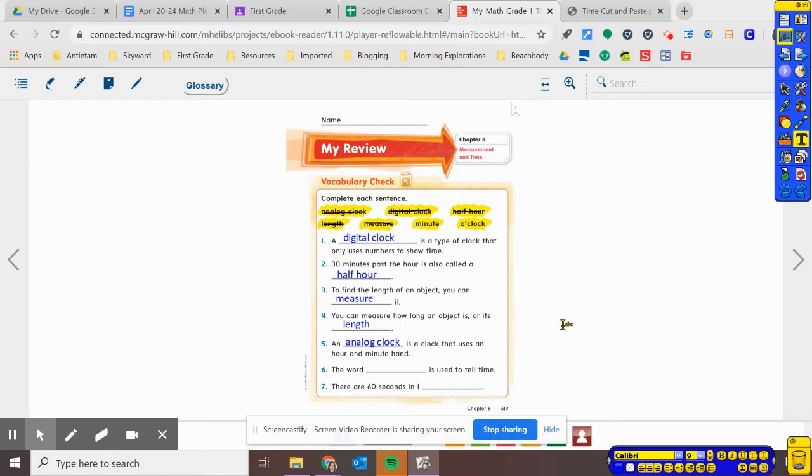Number six, the word blank is used to tell time. Okay, well, we have two things left. We have minute and o'clock. So the word blank is used to tell time. Well, the word minute is used to tell time, but that doesn't really make sense. The word o'clock is used to tell time. That we might have to tell someone. They might not already know. So write o'clock in for number six and then cross it out. Pause and unpause when you are ready.